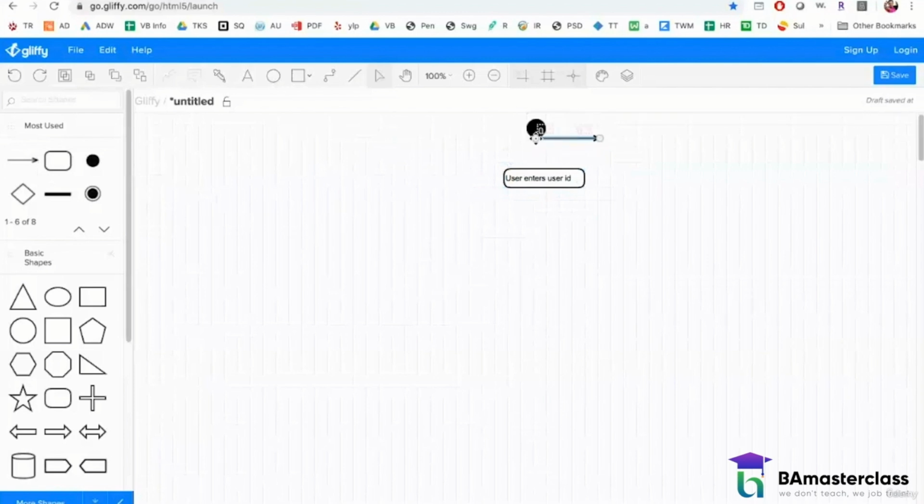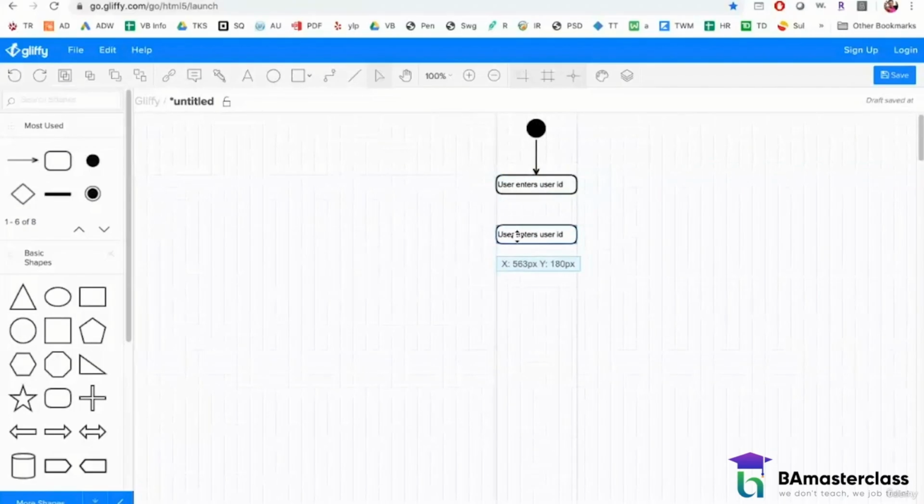So I create an activity and I connect here. What happens next? What is the next activity? User presses the continue button. Okay, user clicks continue button. That's my next activity.